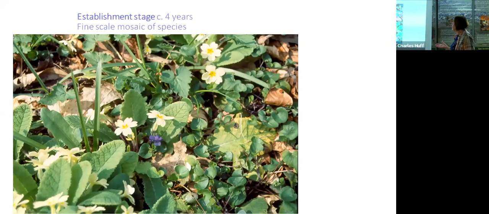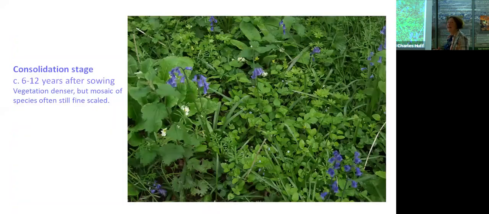I'm just going to take you through the stages, because initially you get quite a lot of germination, and you get this intimate mix of species, all very close. There's bluebells, primroses, violets, nettle-leaf bellflower. So you get this intimate mix, but as it develops, everything consolidates. You get a lot less bare ground, but it's still a fairly intimate mix, still a fairly fine-scale mosaic.